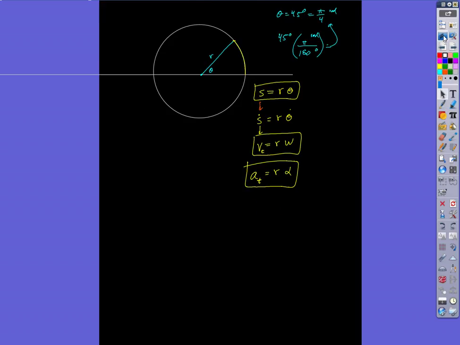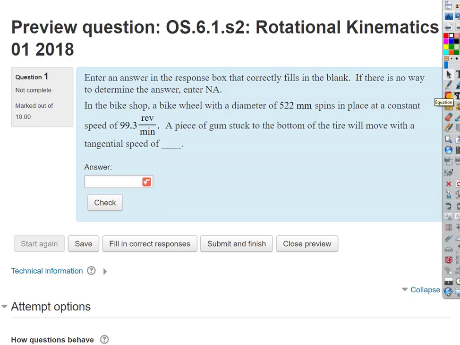Yes. Okay. So then a piece of gum is stuck on the bottom of one of the tires. How fast is it going to move tangentially? What's the tangential speed going to be? Well, what would we have to do here? Find the radius. Find the radius, okay? So we need R. What's the thing on acceleration? Angular acceleration.